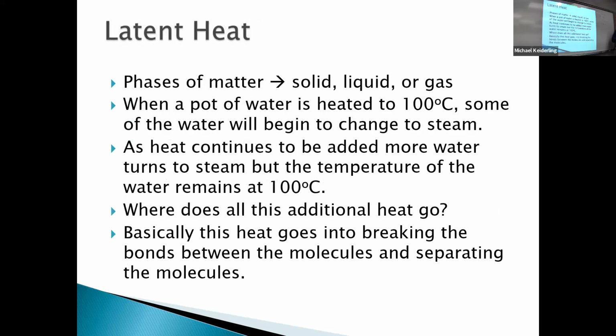So when you have a phase change, it requires heat to make that change, like from solid to liquid or from liquid to gas. So that heat is latent heat because it's hidden heat that doesn't change the temperature. And so that'll be mass times latent heat. There's a different latent heat for fusion and vaporization.